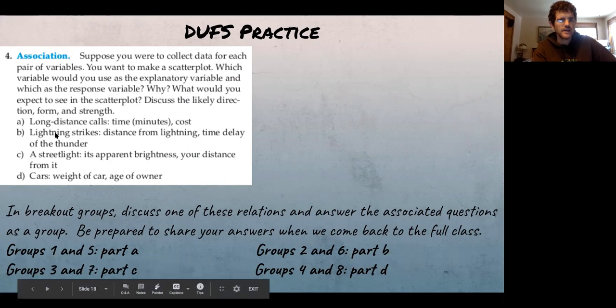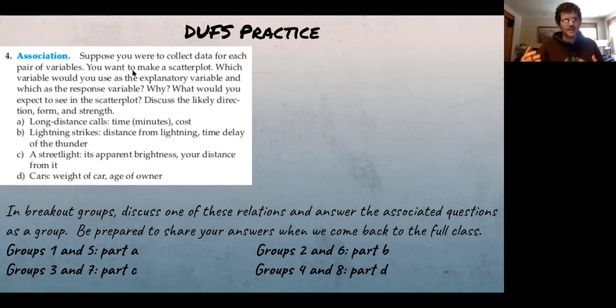I want you to look at these scenarios and suppose that you're going to make a scatter plot. Which one would you call the explanatory variable? Which one would you call the response variable? All right, so there's one question. What would you expect to see? And what do you think the direction, the form, and the strength of it would be? Don't worry about outliers. We have no idea if there would be outliers. But for the other 3, what would the direction, form, and strength be? All right, so you can look at that for a second. I'm going to get the breakout groups ready.